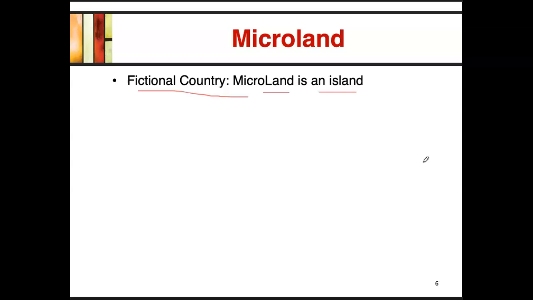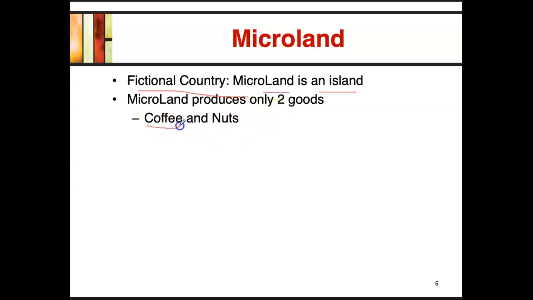So now we have this fictional country called Microland, and Microland is basically an island. For simplicity, we also assume that Microland produces only two goods. Of course, in the real world, things are not as simple as this. Things are more complicated. But remember, with economics, we try to build simple models to explain the abstractness in the real world. So we just assume that Microland has only two goods: coffee and nuts. You could think of this as coconuts or whatever.